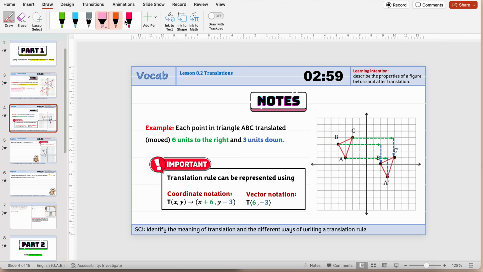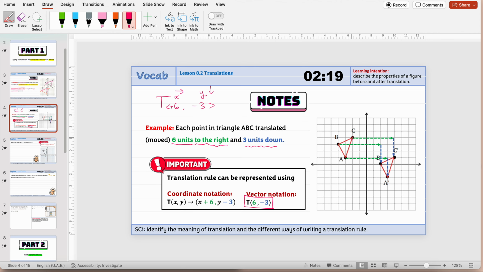What else do we have to know about translation is how to write it. So if you have this translation rule, T 6 negative 3, how to read it? T means translation, 6 on x, negative 3 on y. What does that mean? 6 on x means either right or left. Since it's positive, then it's 6 to the right. Negative 3 on y means either up or down because it's on y. Since it's negative, then it's down. This exactly means move the shape. T means translate the shape 6 units to the right and 3 units down.